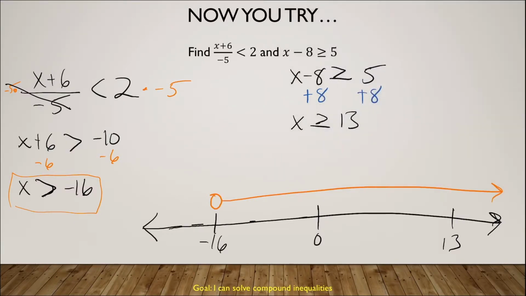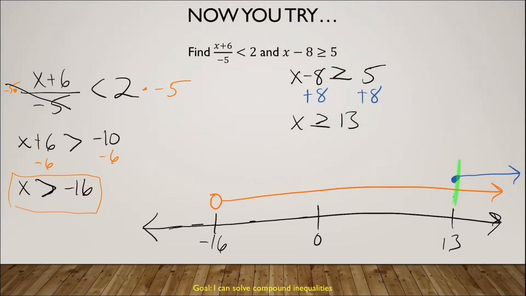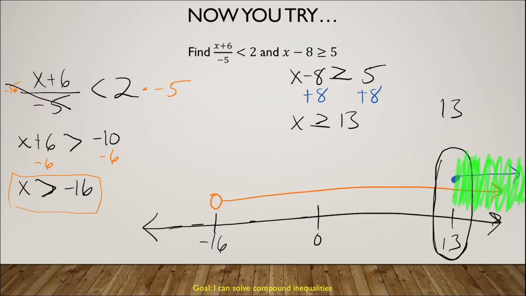Next, I'm looking for things that are greater than or equal to 13, so it can equal 13. Right? So I have a filled in circle at 13, and things that are bigger than. So my overlap here is everything this way. Now to write that in interval notation, I'm going to ask, what's the smallest number that both lines have in common? Well, that would be 13. 13 appears in both. Because this is a filled in circle, I can use a bracket. And they're going to be in common the rest of the way to infinity.